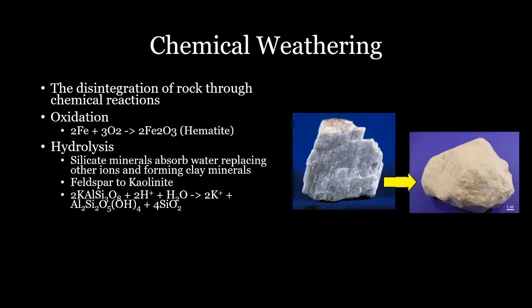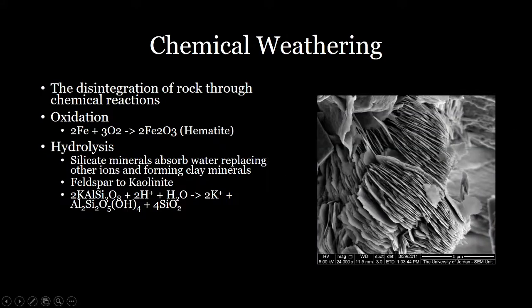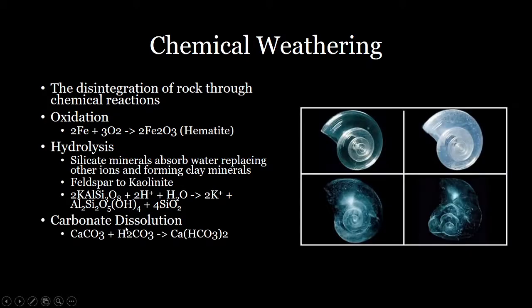Here's what these different minerals look like alone. Kaolinite tends to be a more friable and easily erodible material. And here's what it looks like under the microscope. It's much more platy than the feldspar tends to be.